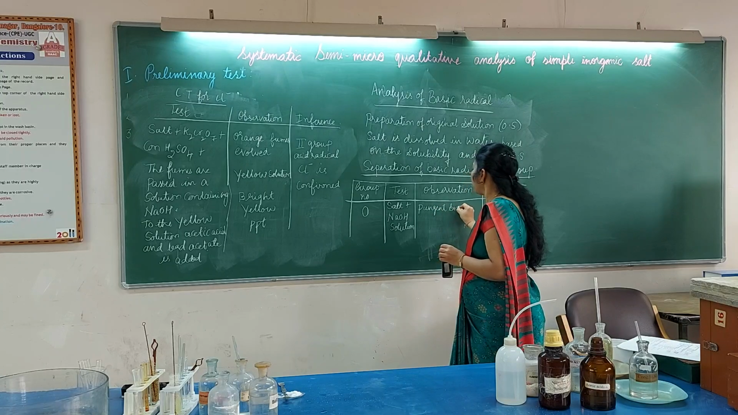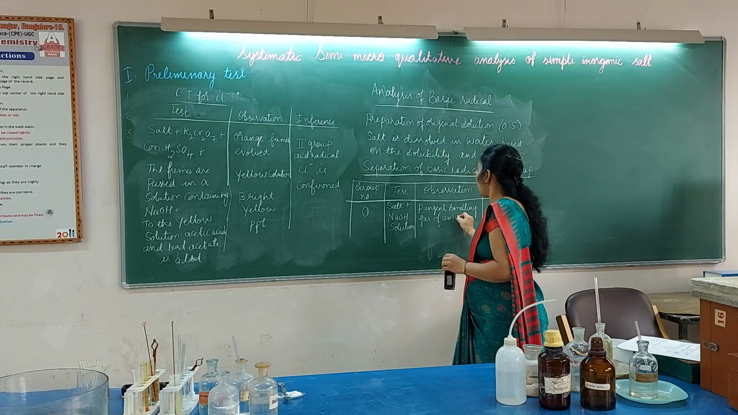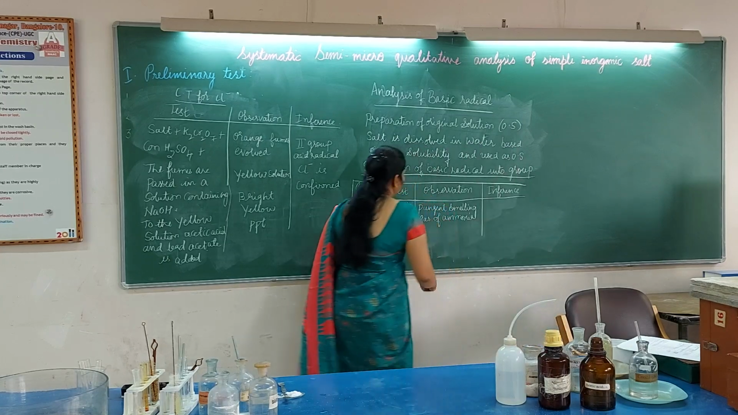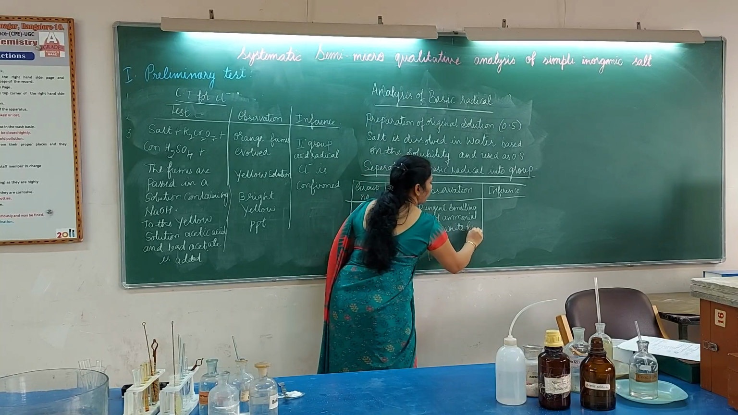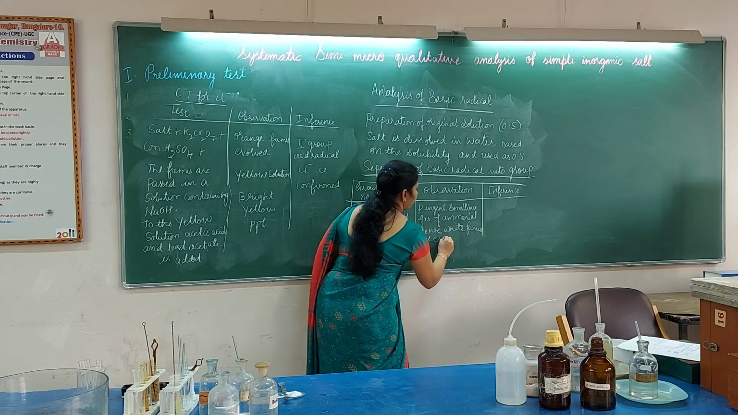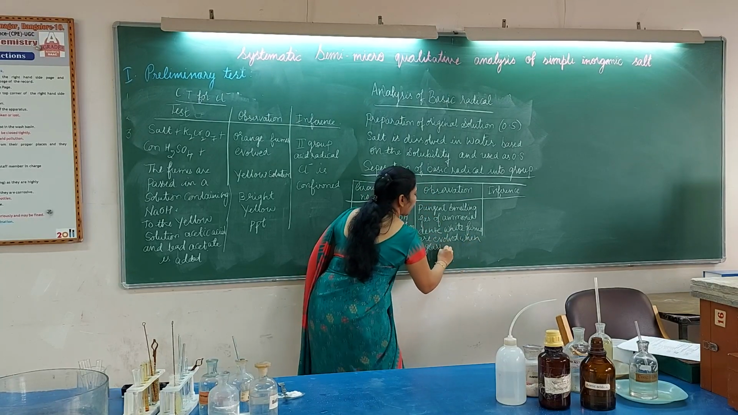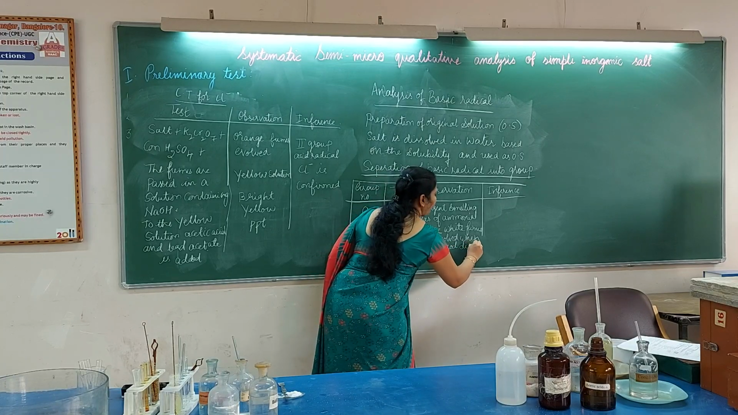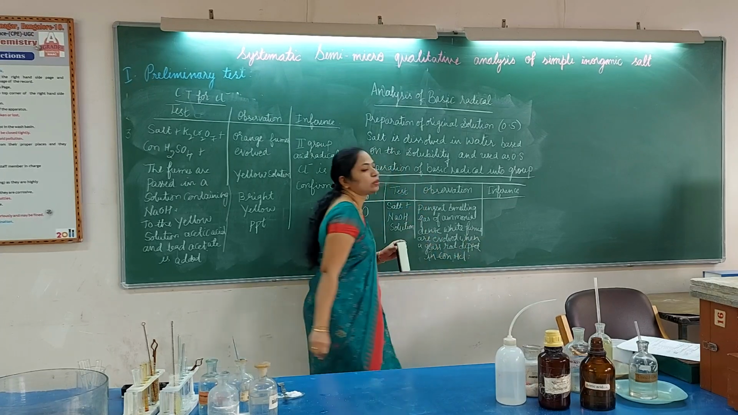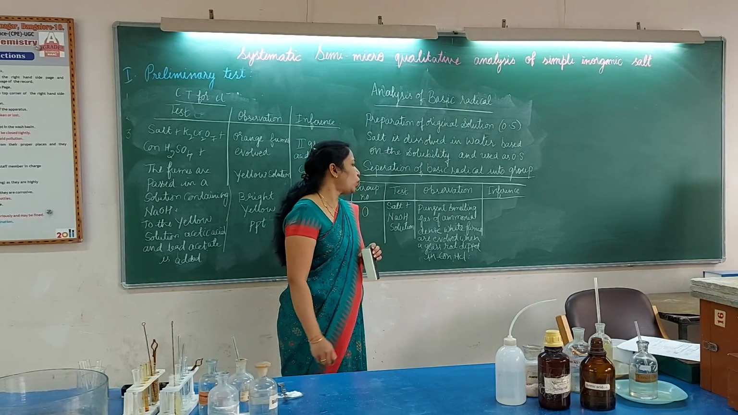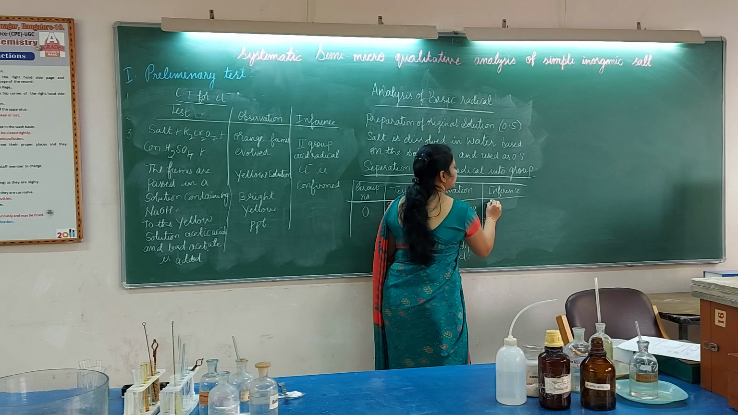Pungent smelling gas of ammonia. Then dense white fumes are evolved when a glass rod is dipped in concentrated HCl solution. So what is the inference we are getting? 0 group.